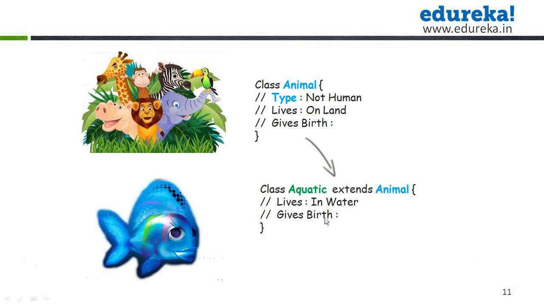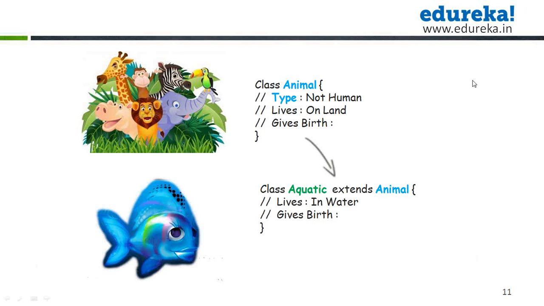Now, I hope this example is quite clear to you. In aquatic, what was the difference? You will be using this not human by inheriting this class. Whenever you inherit a class, you'll be using this extends keyword. So you write class aquatic extends animal. Okay, you inherit this class. By using that, you can use this variable that is type. You are changing this lives in water. Okay, you are changing from on land to in water because it is the distinctive feature of this aquatic class.